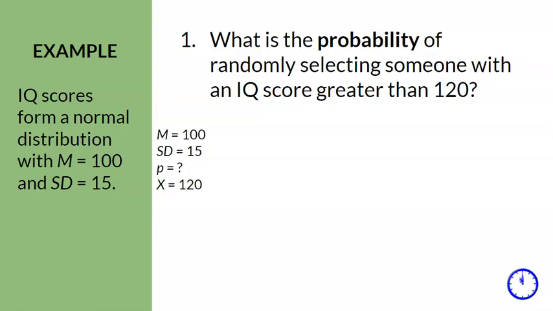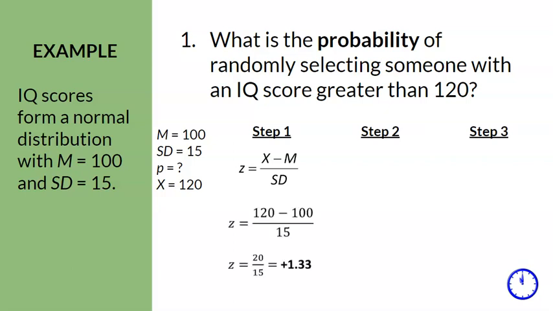So let's get started. Step 1 is to calculate the z-score that corresponds to X equals 120 using the z-score formula. The answer is a z-score of plus 1.33. Step 2 is to draw the normal distribution and to shade the area in the tail because we're interested in the people who have higher IQs than 120. This means we will look for our answers in the column labeled percentage in tail.